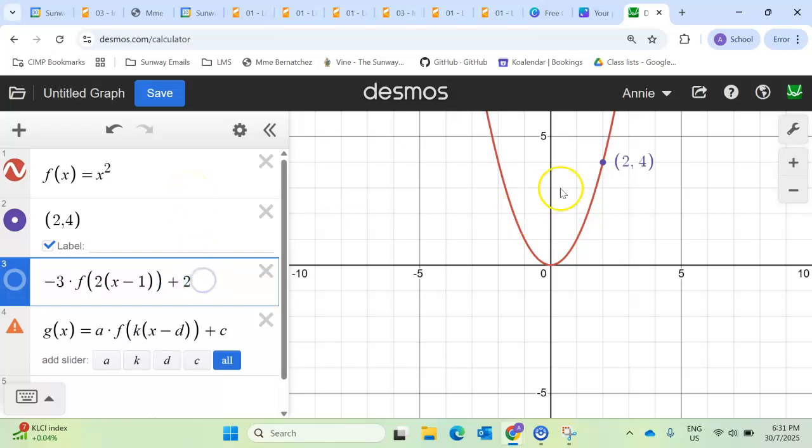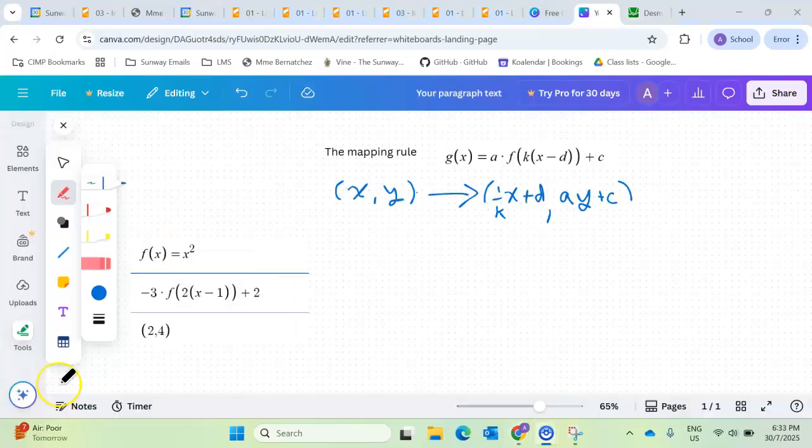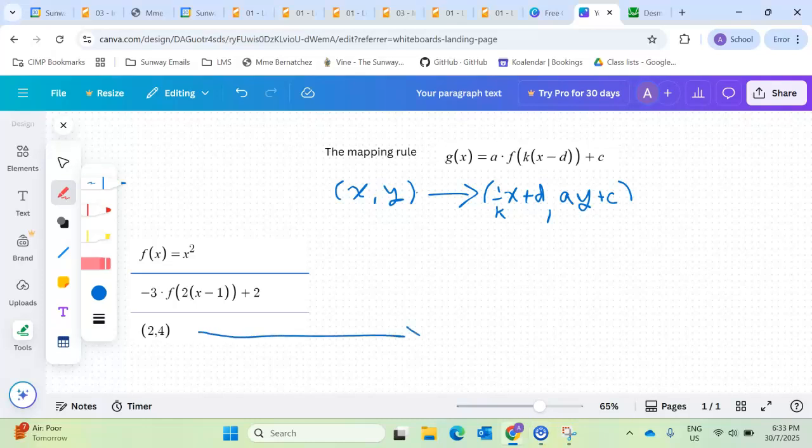So if we apply all of these transformations to each point individually, that's where the mapping rule comes in handy. If we apply the transformation, our transformed graph will look like this. Let's see how we can figure out where this 2, 4 will end up as a mapping point. So for the following transformations, this point 2, 4 will map to which point? That's what I want to find. So let's look at this one at a time.